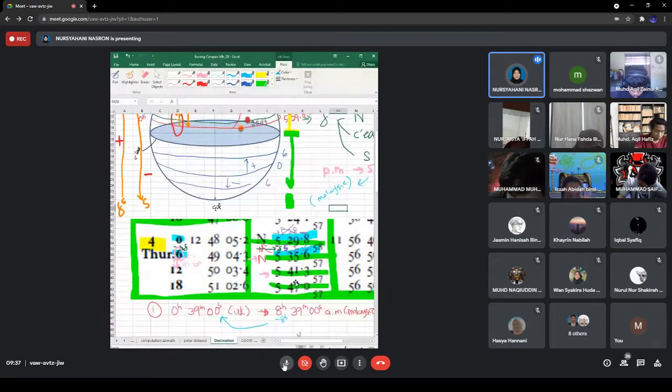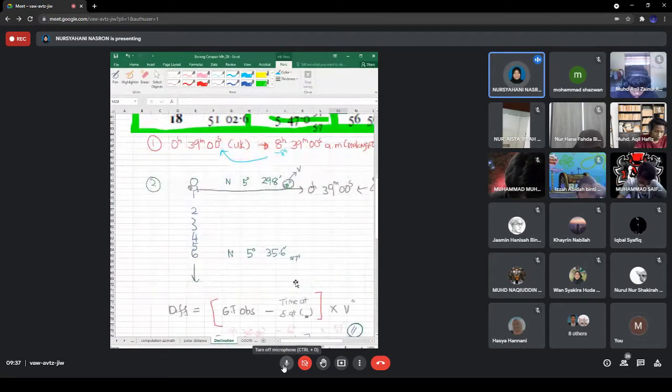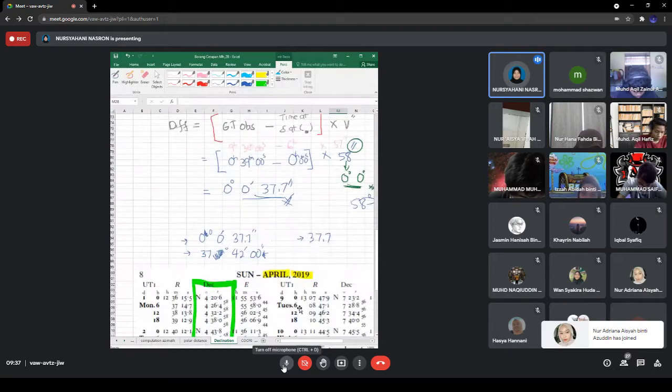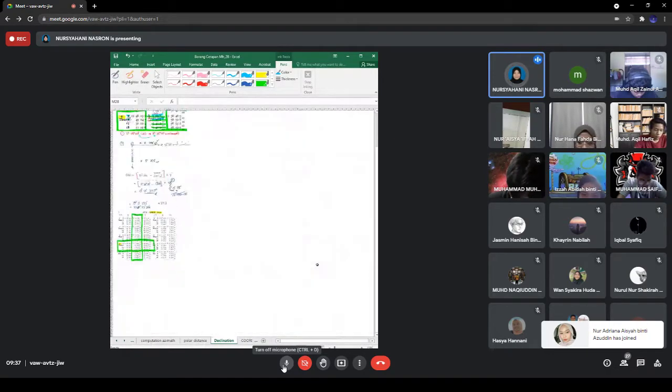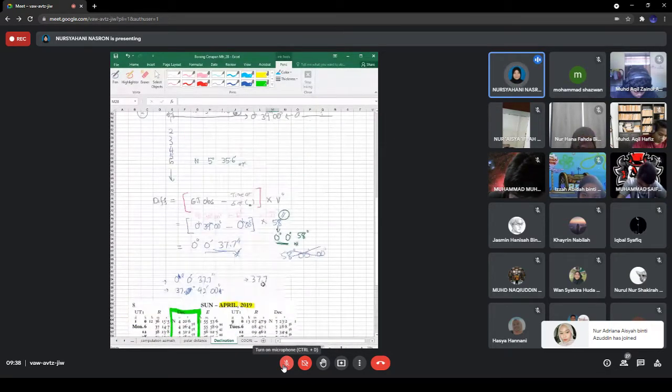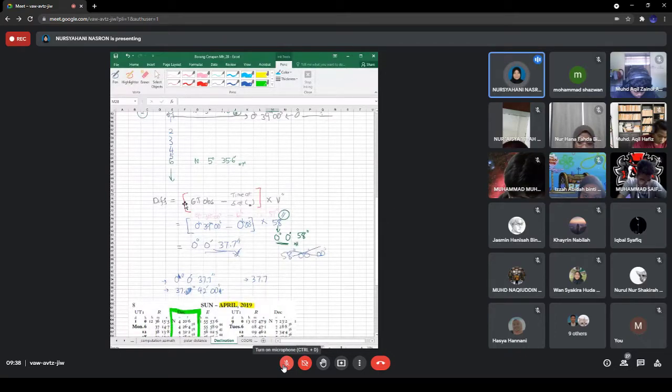Actually not degree lah. That is hour. Hour, minute and second is different from angles. Okay. This one. Different equal to GT observation minus with time at declination kan.